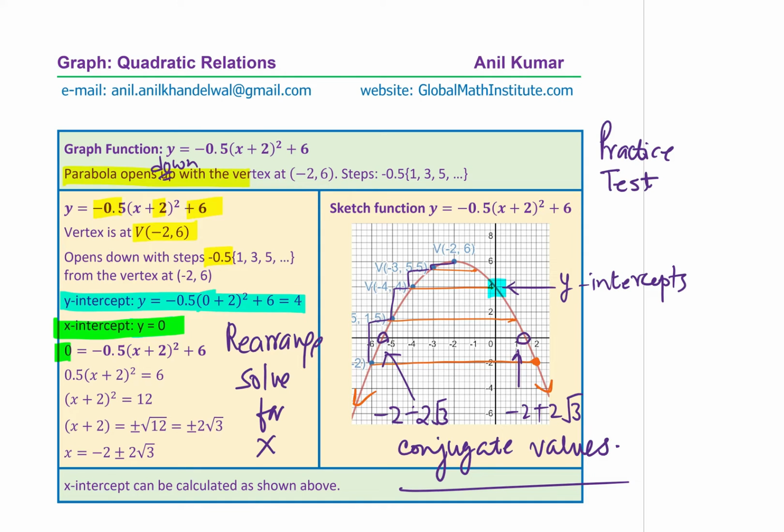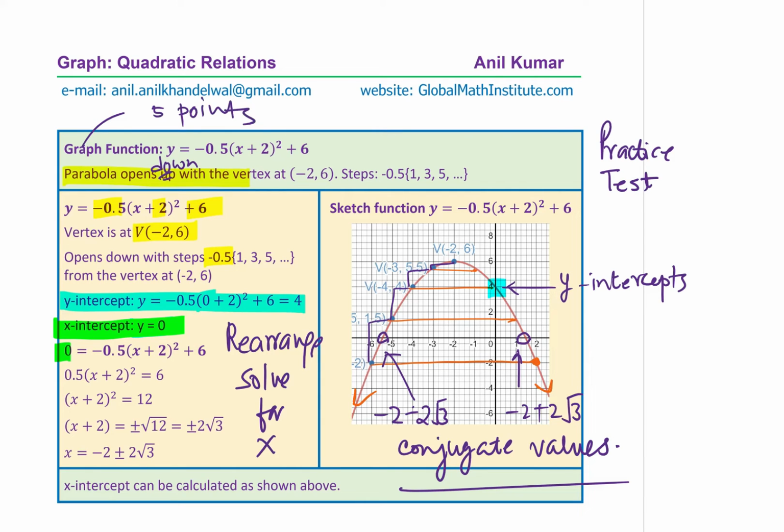Perfect. So I hope this concept is clear: when you are given the equation in vertex form, how to sketch or how to graph a parabola. Remember, sketch means a rough sketch where we are only interested in the vertex and the x-intercepts. However, whenever it is a graph, you have to identify at least 5 points on the graph. Okay. So graph means at least 5 points.